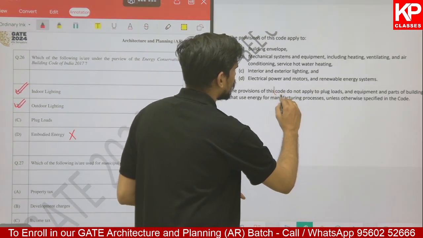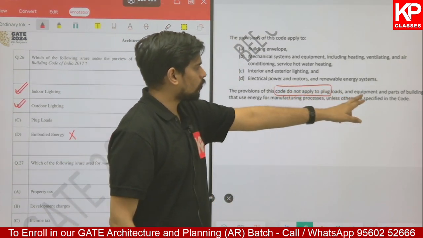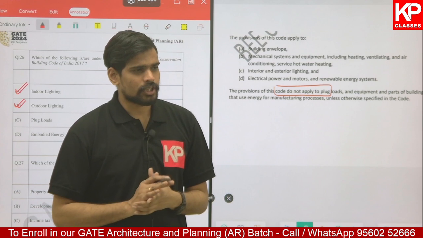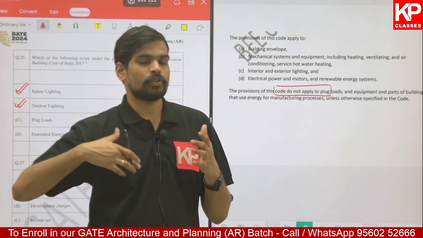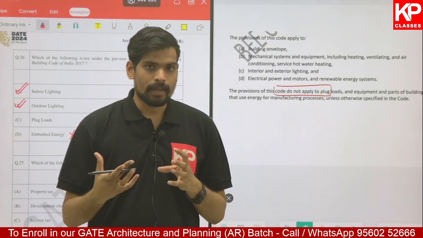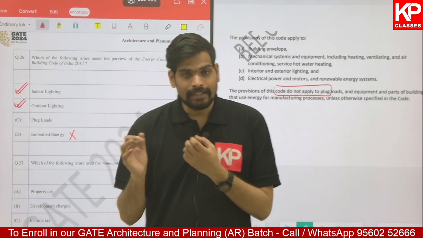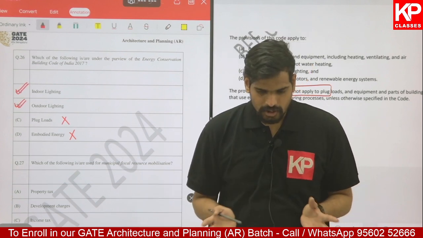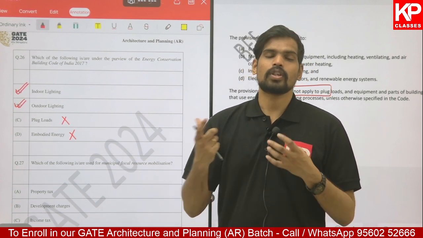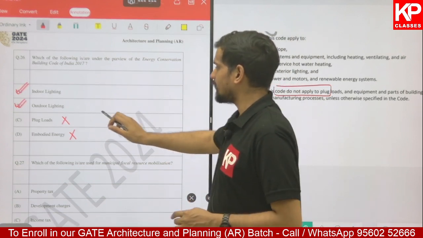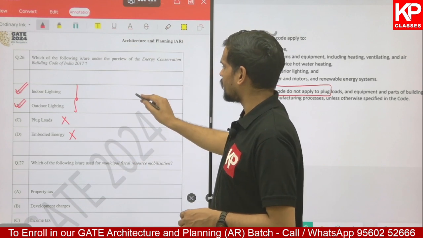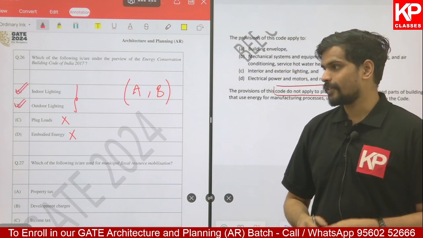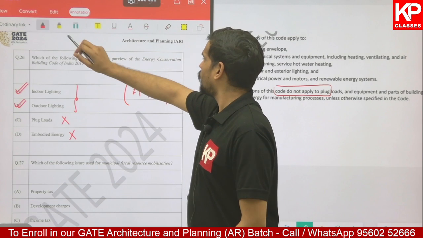It is clearly mentioned that this does not apply to plug loads, and also does not apply to equipment and parts of buildings that use energy for manufacturing processes, unless otherwise mentioned in the code. So in factories, if there is electricity being consumed for a manufacturing process, which ultimately will be used to make profit, that is not a part of ECBC's guidelines for energy consumption. So plug loads also are not a part of it. Plug loads include basically the electric fixtures, like for example television, washing machine, or all the plug loads. That's not a part of the ECBC's purview. So indoor and outdoor lighting are the appropriate options from the given four options for the purview of ECBC.